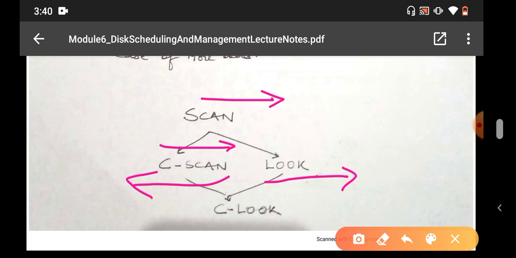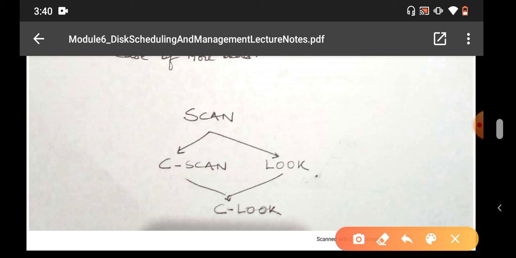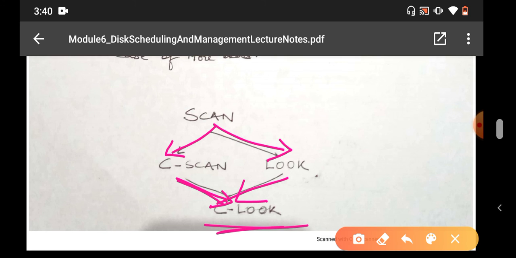Look will go only to the last request, and there are also some flaws in that. So to overcome that, we have this algorithm, C look, which is the improved version, the combination of scan, C scan and look. So scan has two varieties, C scan and look. C scan and look together make C look.